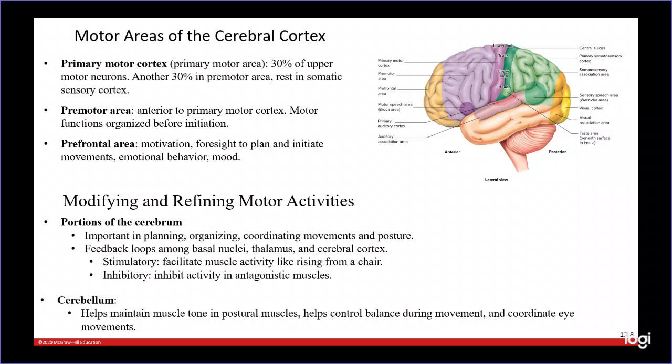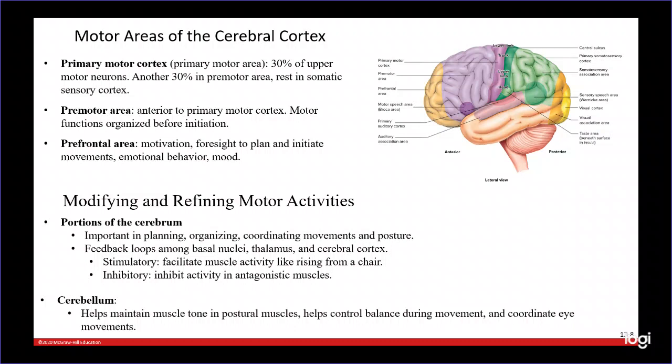So the cerebrum is considered the higher brain. Higher order thinking tends to happen in the cerebrum. So planning, organizing, coordinating movements, posture, the things we have to focus on because we're bipeds. A lot of that happens in the cerebrum too. Just keep that in mind, that's higher order thinking.